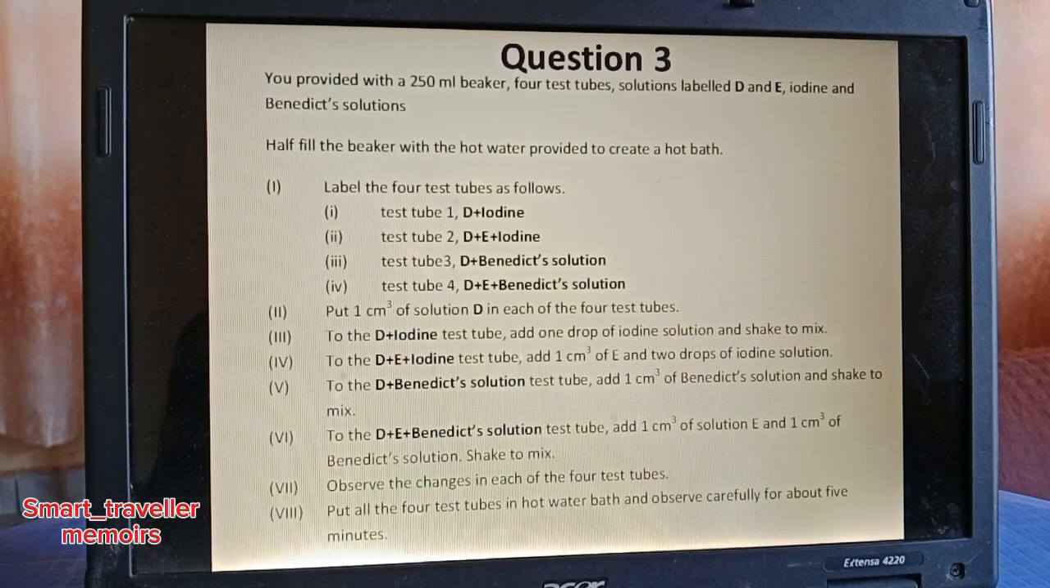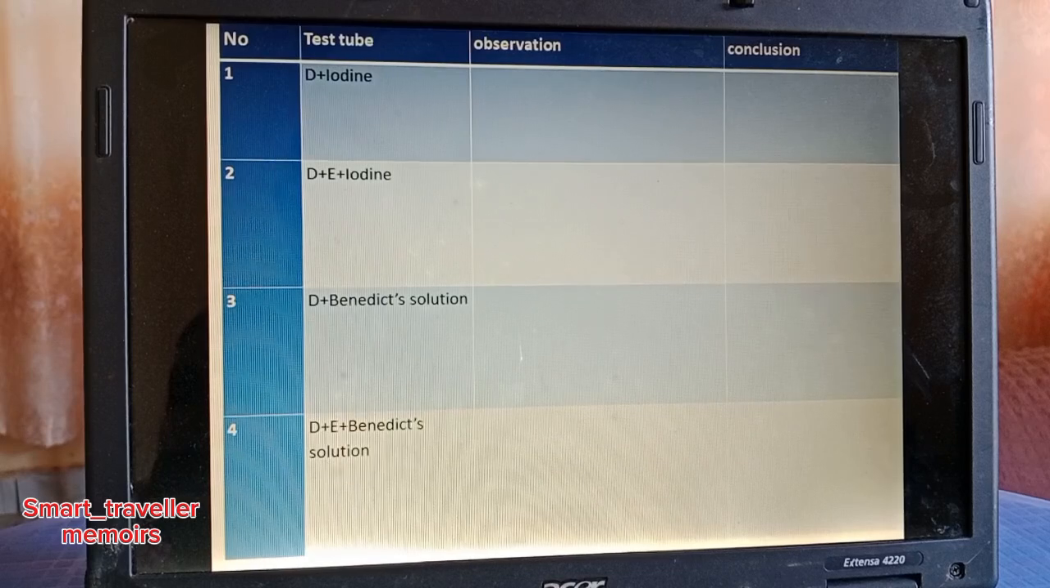That was what the question was testing. And there was the table which you are supposed to fill. Number 1, 2, 3, 4, numbers of the test tube, what is there, D plus iodine, D plus E plus iodine, D plus Benedict solution, D plus E plus Benedict solution. Then you have the observation and the conclusion.